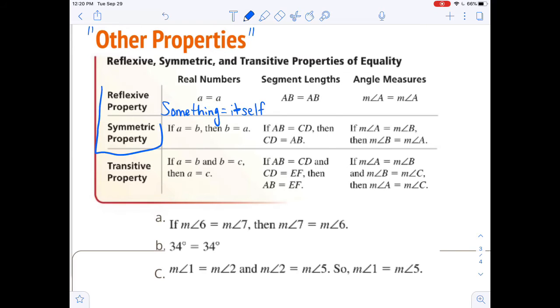People always get the symmetric and reflexive properties mixed up, and I understand why. But what you should be looking for is, did I switch the order? Because your symmetric property switches the order.